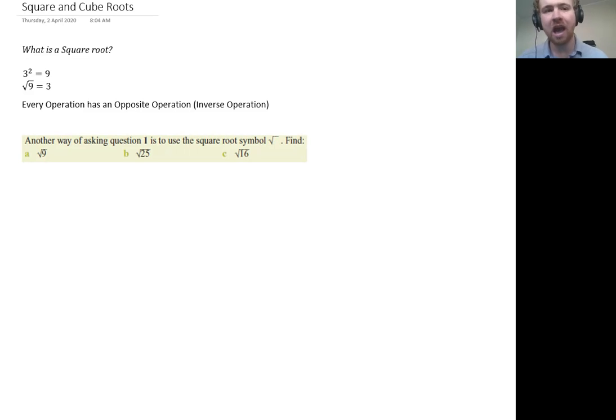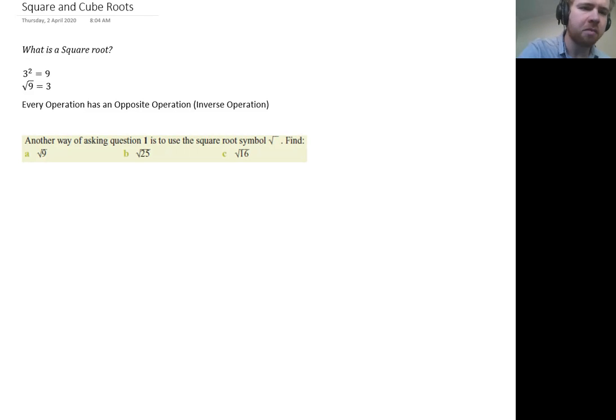Today, we're looking at square and cube roots. You may have heard of what a square root or a cube root is, but you might not fully know what it means or understand. So today, we're going to find out. So what is a square root?